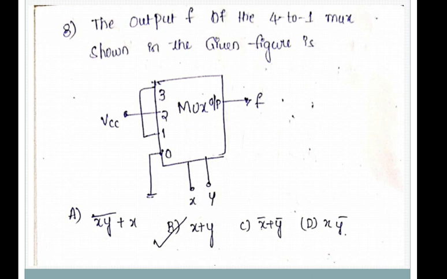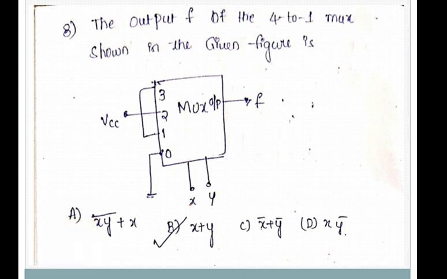Our next question is about the output of the 4 to 1 multiplexer shown in the given figure. The multiplexer is also called a universal circuit. It is called a many-to-one circuit. The multiplexer is used to construct many devices. Depending on the selecting lines, it may select any one of the inputs, which will appear at the output. For a 4 to 1 multiplexer, we have two selecting lines.